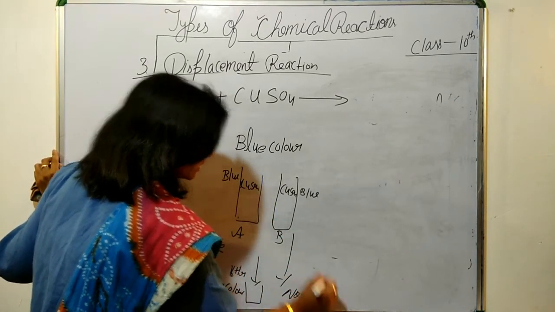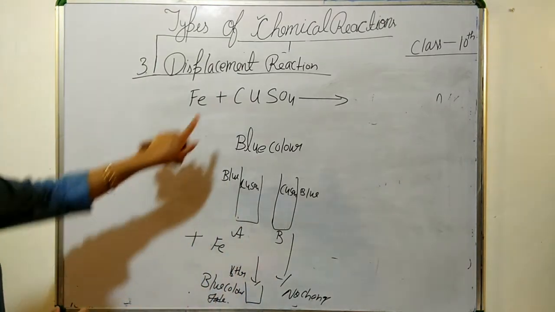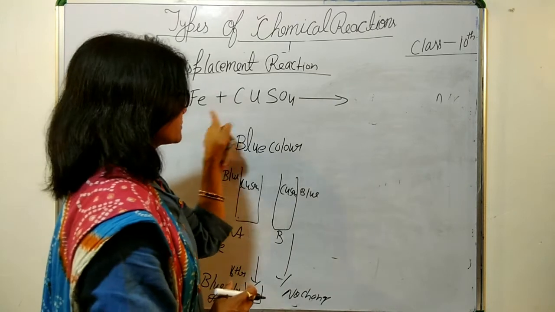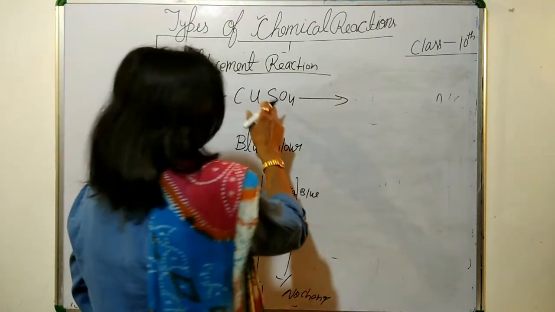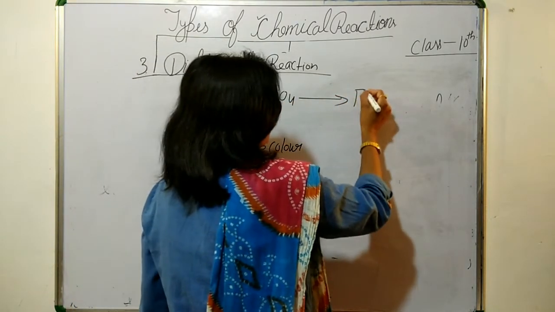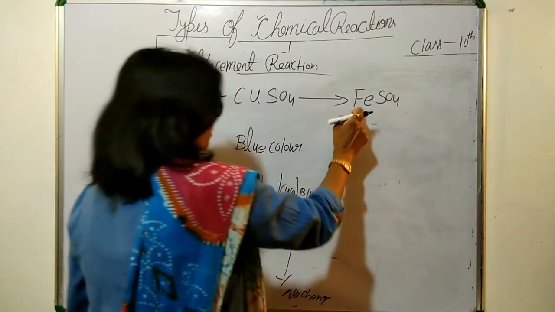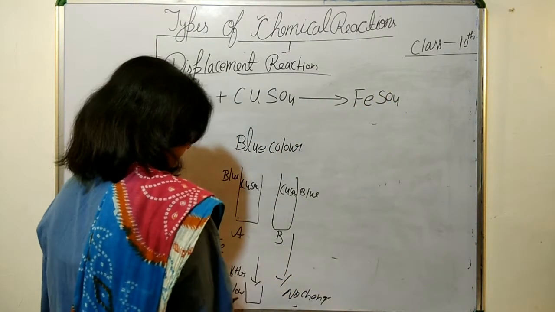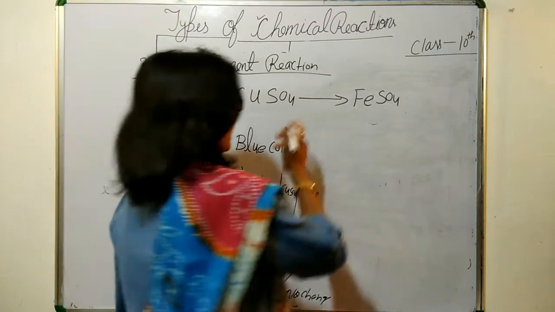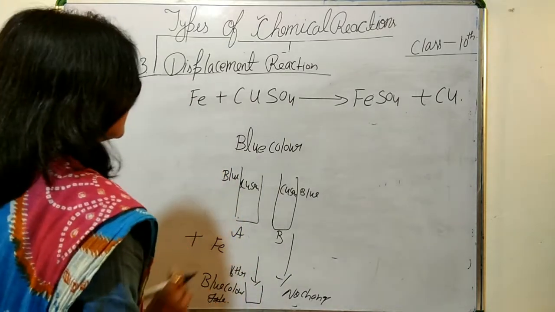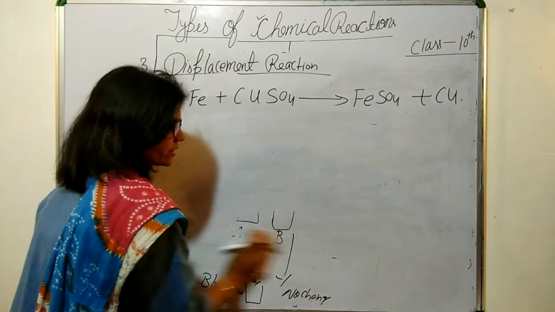Why is it so? Because CuSO4 reacts with the iron and it displaces the copper and forms FeSO4, which is usually brown. Because of its formation, the blue color fades away and we obtain the Cu. So what is this? It is a displacement reaction.